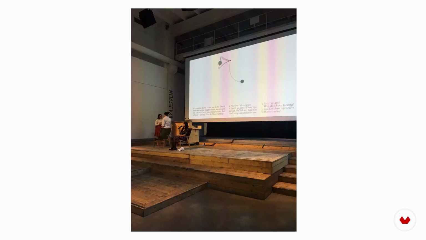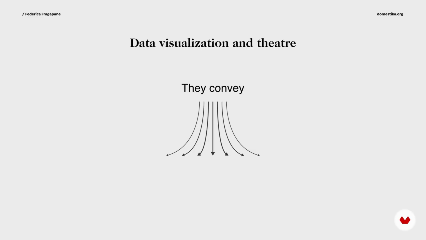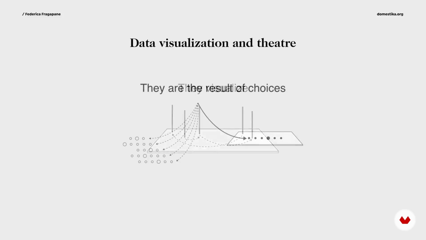I also worked on the intersection between data visualization and theater. I think that these worlds have some common points. First of all, they convey stories, information, also emotions regarding theater. They visualize. Data visualization does it, obviously, but theater does it too. Bringing a play on a stage means visualizing the scenes and giving shape to the words through the gestures, the scenography, and the actors. And they are the result of choices.